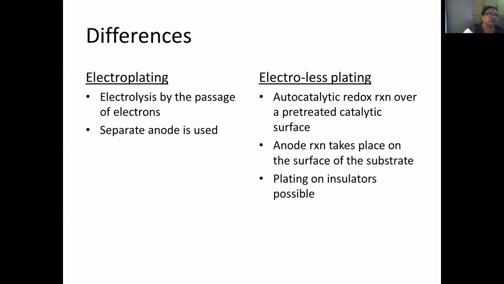Electrolysis by the passage of electrons is done in the electroplating process. Then a separate anode is used for electroplating. Then in the electroless plating process, we have an autocatalytic redox reaction, which is done over a pre-treated catalytic surface. Then the anode reaction takes place on the surface of the substrate itself, right? Then plating on insulators is also possible. So we can't do the electroplating process for plastics and insulators, right?